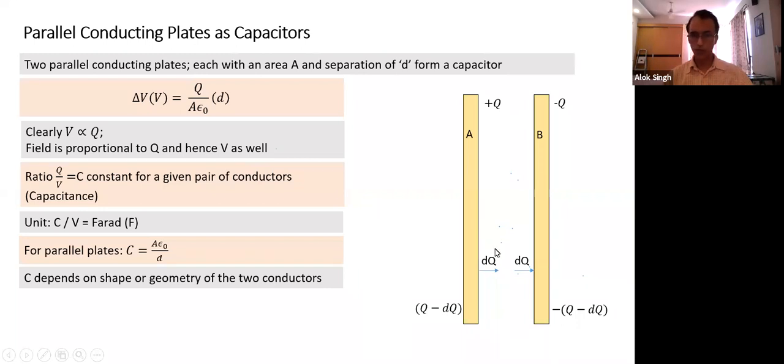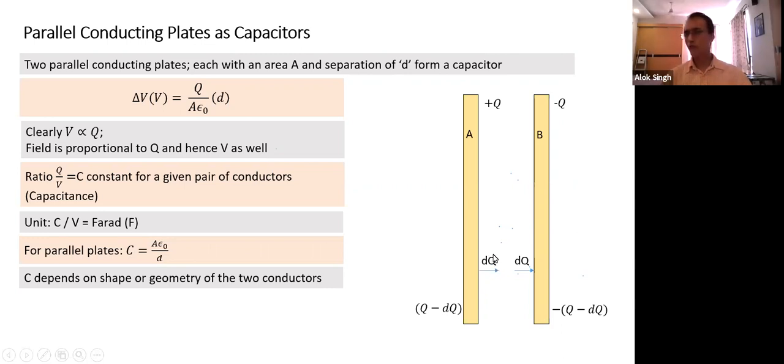So if some small charge flows, this charge will become Q minus dq, and this will become minus Q minus dq. As the charge is flowing, at any moment the magnitude of charge on the two plates will be equal, with opposite sign. And as the charge gets transferred from here to here, what will happen to energy? There will be a loss of potential energy. A charge gets transferred. How much is the loss of potential energy if a small charge dq flows?